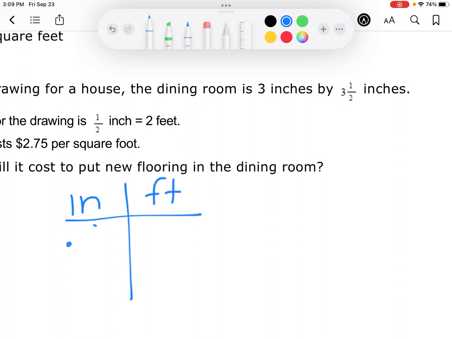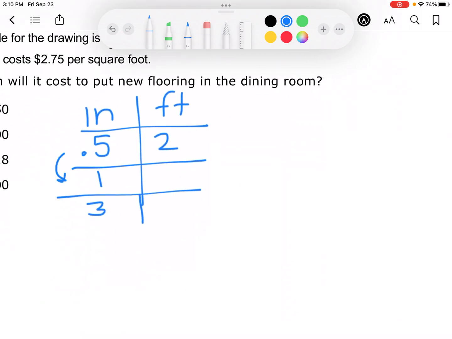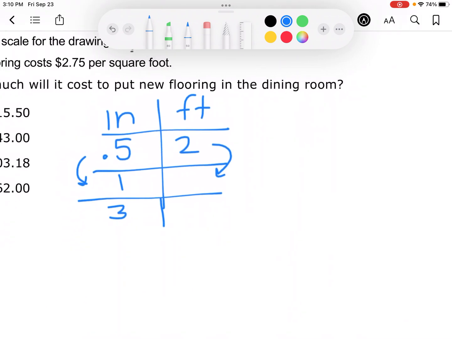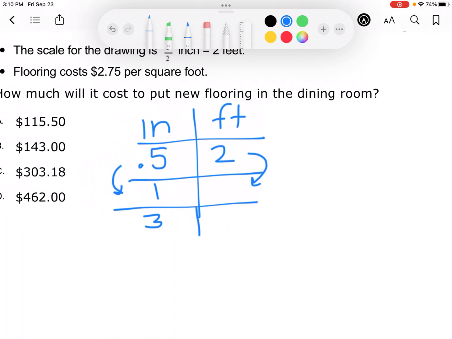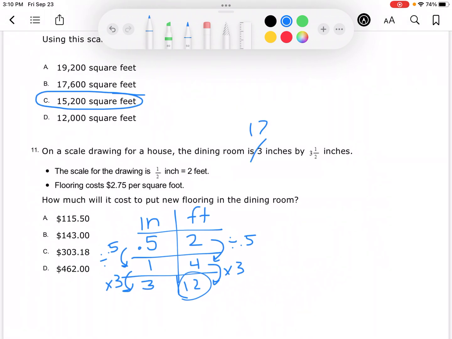So we know that 1/2 inch is going to equal 2 feet. So I want to find 1 inch, so I can find 3. So I'm going to divide by 0.5, and I get 4. Then I'm going to multiply by 3, and I get 12. So I know it's 12 feet. And then I'm going to do the whole thing again.